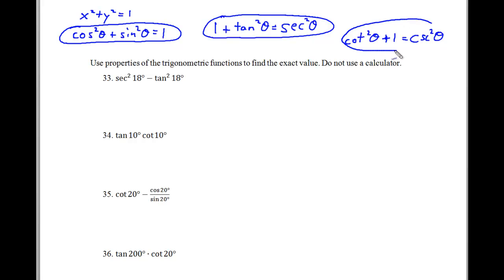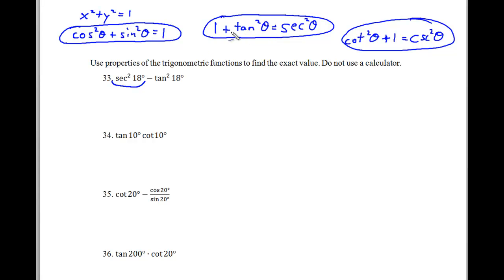So we got all three equations here. There's got to be something we can do here, so take a look. We've got secant squared theta is equal to 1 plus tangent squared theta. So I'm going to use the transitive property, because 1 plus tangent squared theta equals secant squared theta. I'm going to use substitution.